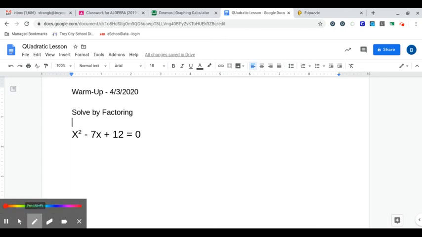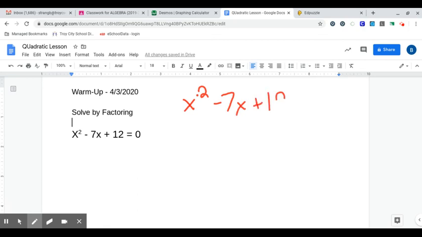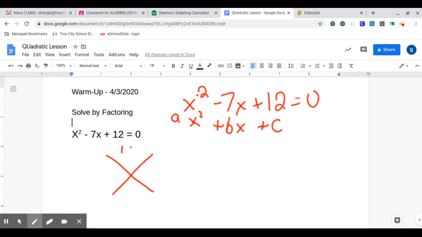All right, so we'll solve this. Now we've got x squared minus 7x plus 12 equal to 0. So the AC method, right? Remember, the coefficient is a, x squared plus bx plus c, right? So we have 1 times 12. So we're looking for factors of 12 that add up to negative 7.